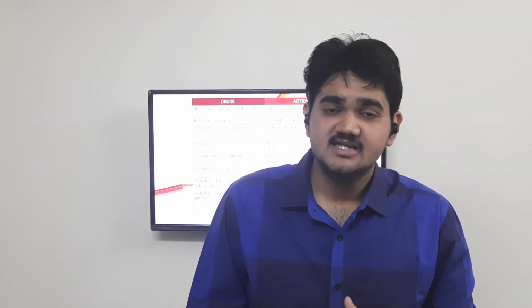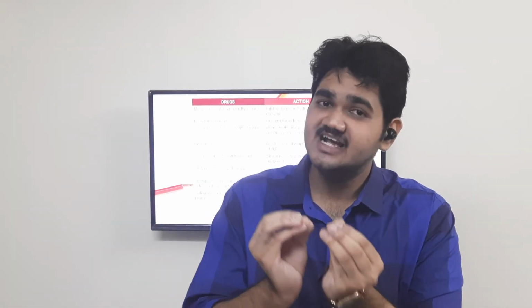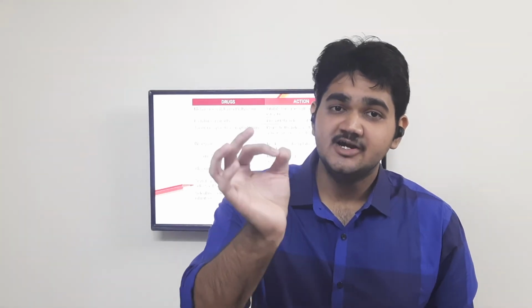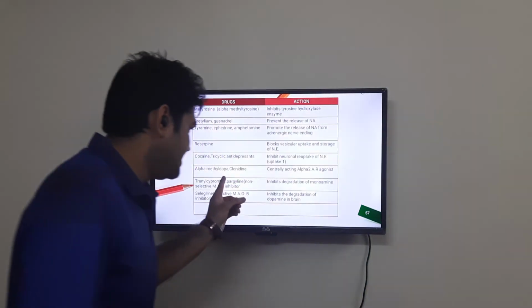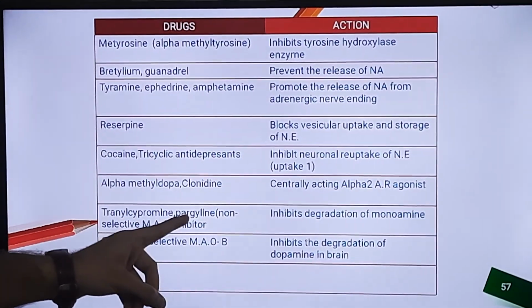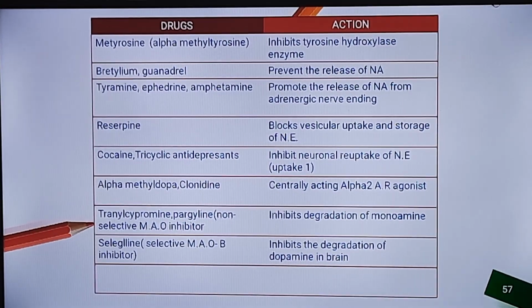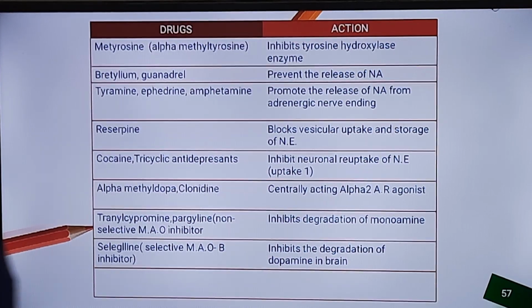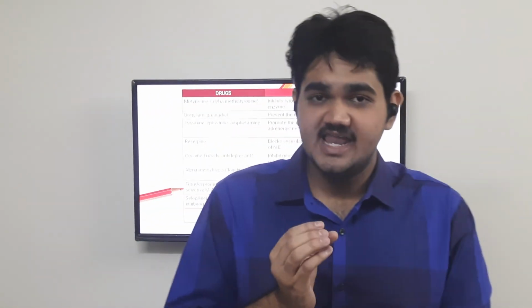Now in which conditions would we want to use such drugs? The answer is in cases of hypertension. Alpha methyl dopa is considered as the safest drug in cases of hypertension in pregnancy. And also we have clonidine, which can also act on our alpha 2 adrenergic receptor, and it will reduce the sympathetic outflow. So that's it for today's video lecture.